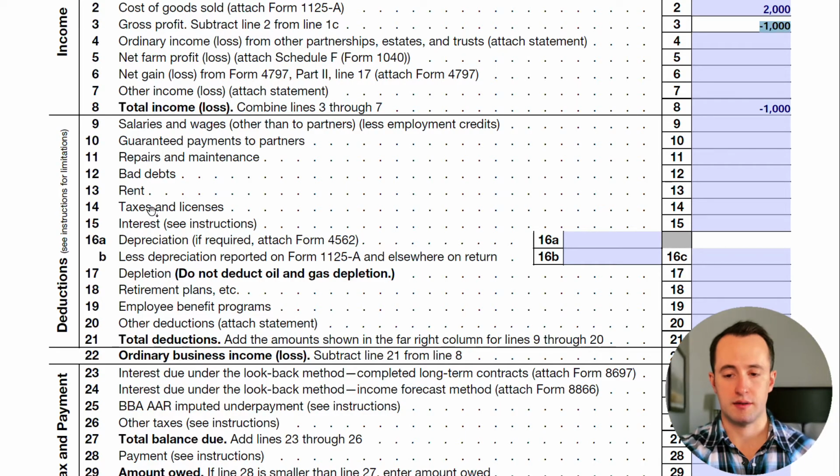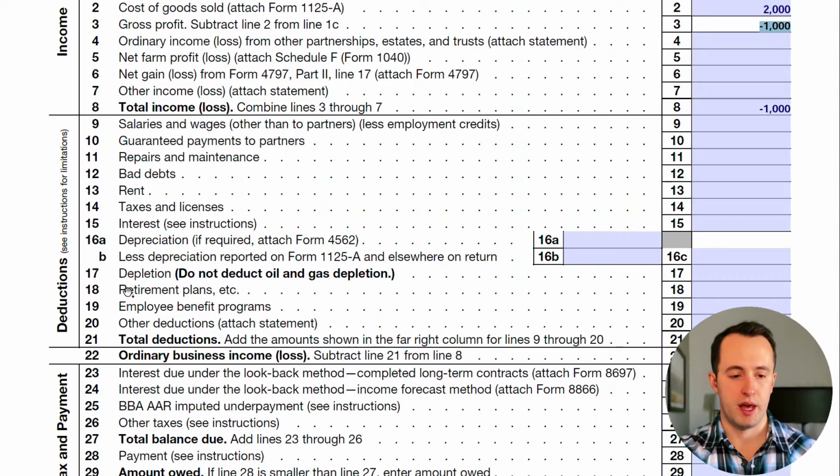Taxes and licenses, say you're a realtor, you have to renew your realtor license. Interest, this is non-real estate related interest. Say you took out a loan to buy some machinery, that would go in this section. Depreciation, if you do deal with depreciation, I'd recommend you talk to a tax professional instead of trying to tackle it on your own because things can get really murky really fast.